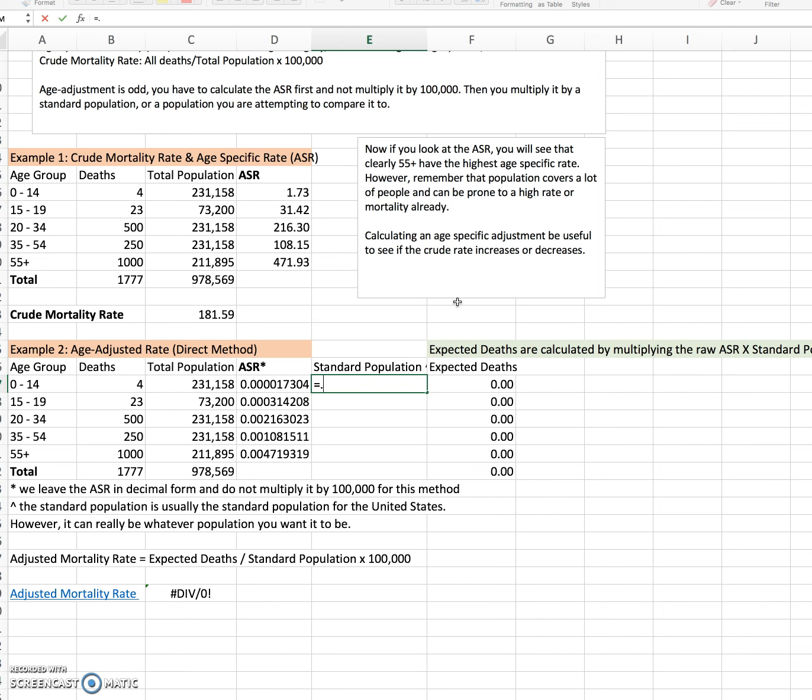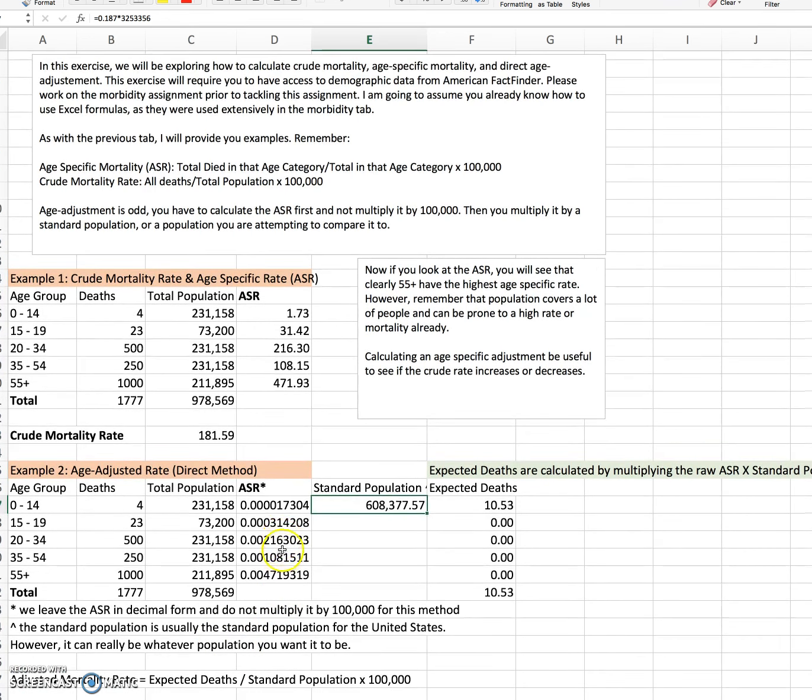So 0.187 times that, and that gives us our population estimate. So we are comparing, in this situation, the population here to the population here. And you're going to continue to add up those percentages and input the standard population over here and evaluate if the adjusted rate has gone up or down relative to your rate.